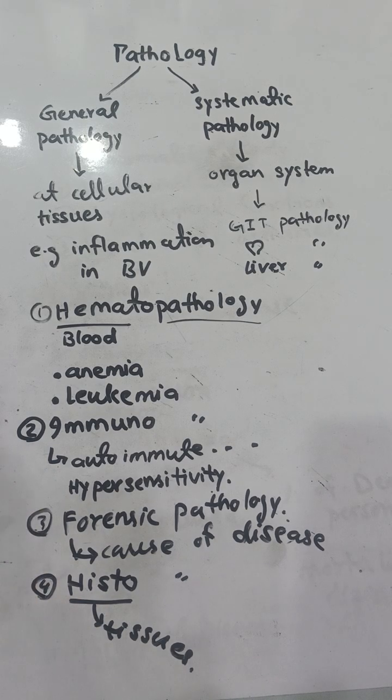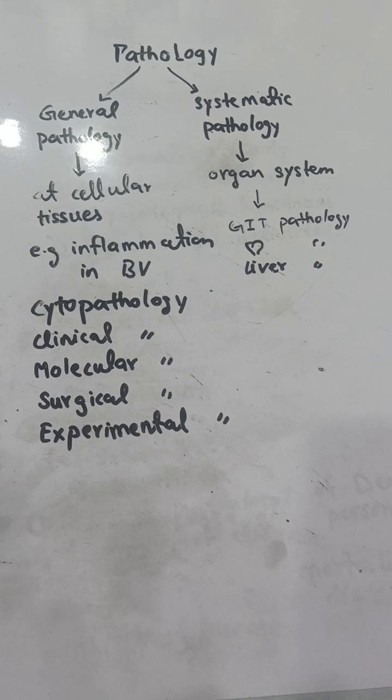So the other types of pathology we discuss. These are some remaining types of the pathology. Cytopathology: cyto means cell and patho means to study a disease. So cytopathology means to study the disease at the cellular level. It comes under the general pathology. Clinical pathology means lab analysis of the body fluids. If you are going to analyze a body fluid like our blood, like our urine and other body fluids, you are going to do clinical pathology.